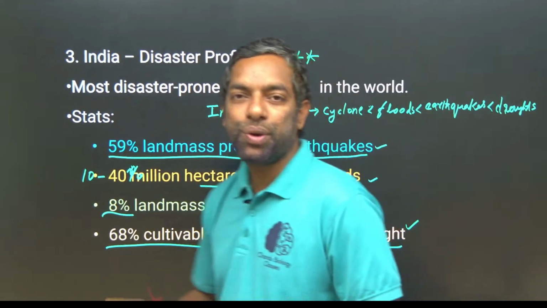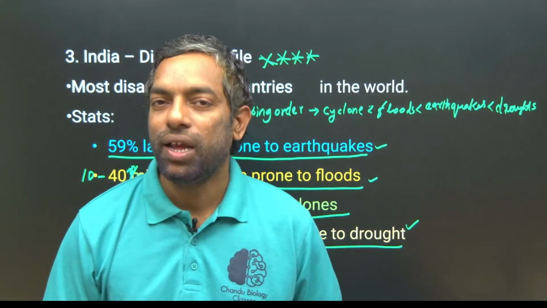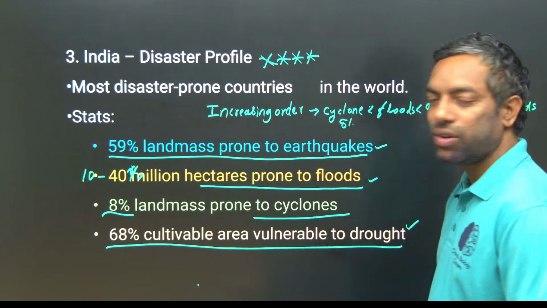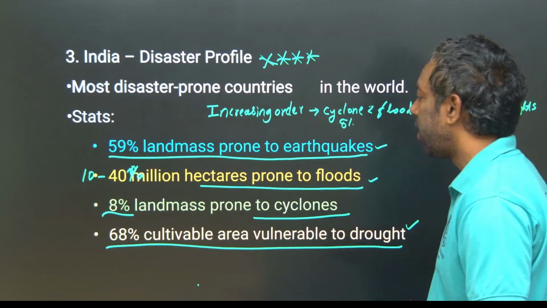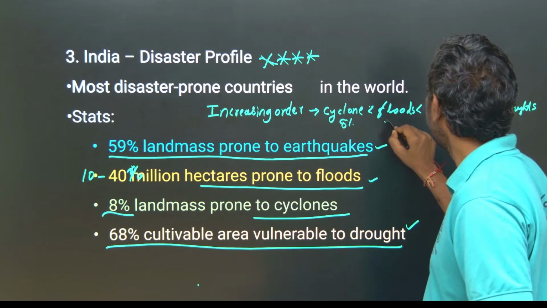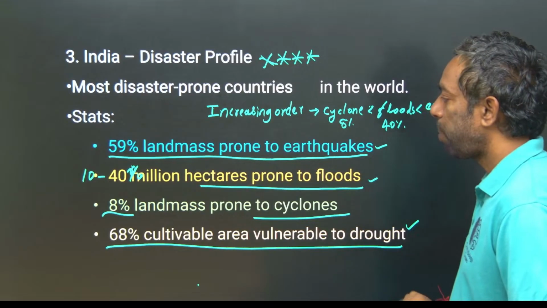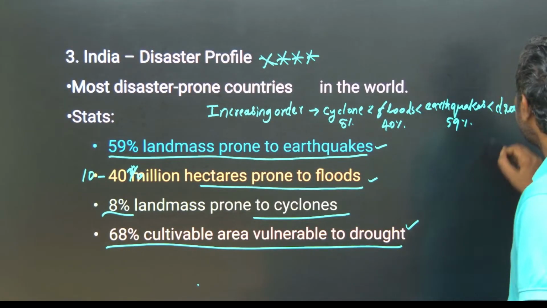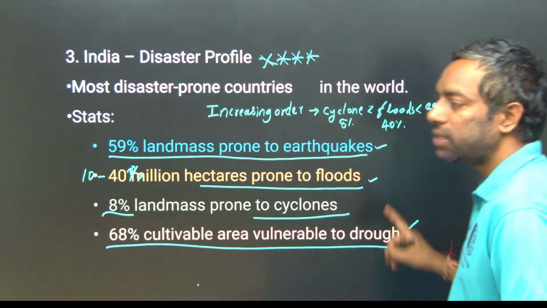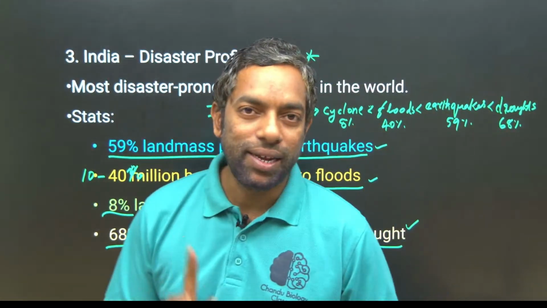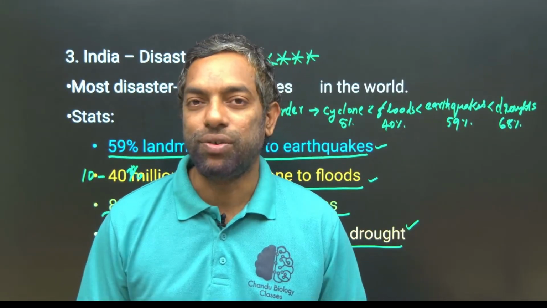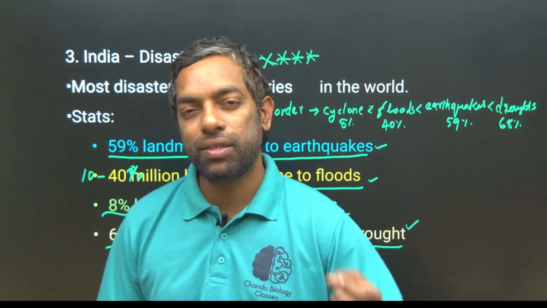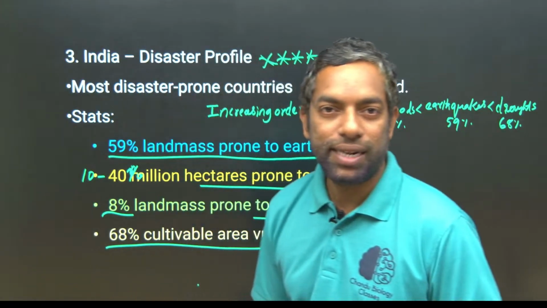Guys, they can ask you increasing order or decreasing order. In increasing order: cyclones 8%, floods 10 to 40%, assume it is 40%, after that earthquake 59%, and 68% droughts. Drought is the highest disaster of India.